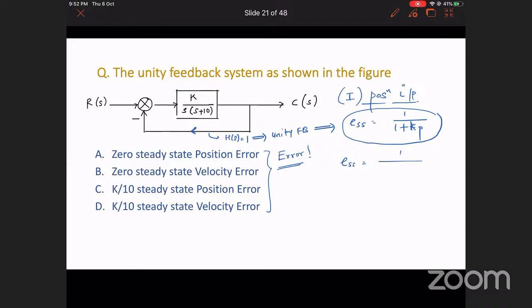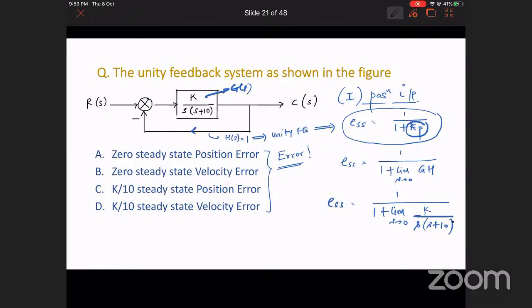So let me write, guys. ESS equal to 1 upon 1 plus, if you remember the KP formula, limit S tends to 0. I'm just writing GH, I'm just lazy to write G of S, H of S. So ESS equal to 1 upon 1 plus limit S tends to 0. This is G of S, and H of S value equal to 1. So I have to write K upon S into S plus 10. So what is going to happen? Just substitute S equal to 0. Is there anybody who can tell me what will happen when S equal to 0, guys?